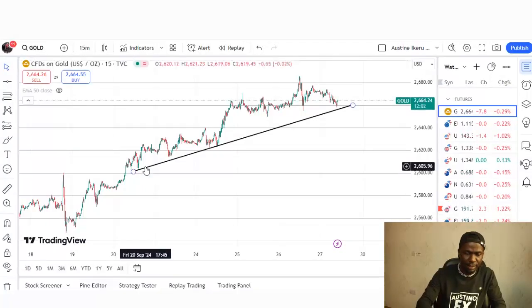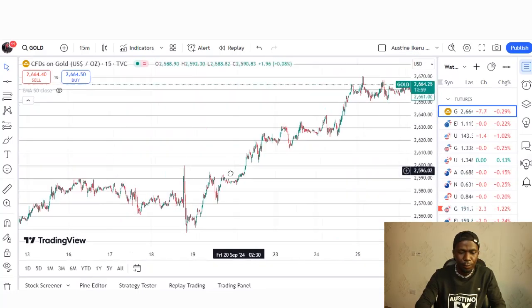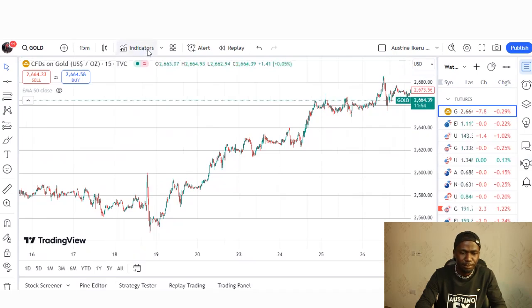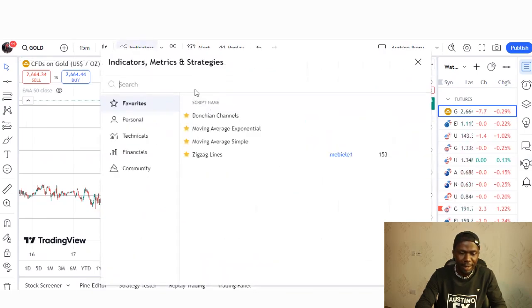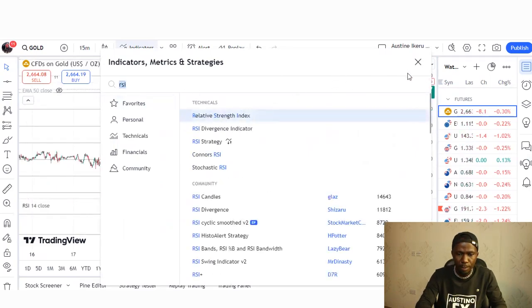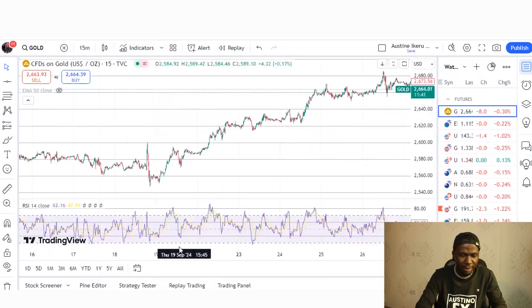Let me give you an example of how the RSI indicator works. Before then, let's remove this line. So if you want to trade based on the RSI indicator, the first thing you have to do is to go to the indicator and look for RSI. Type RSI, right? So this is it, relative strength index. You click on it and it will come out. So once the RSI is out, this is the RSI indicator.